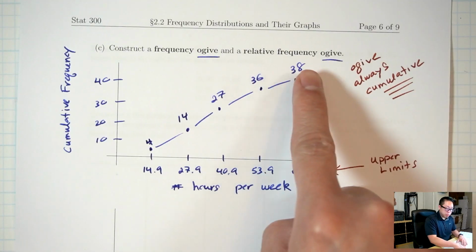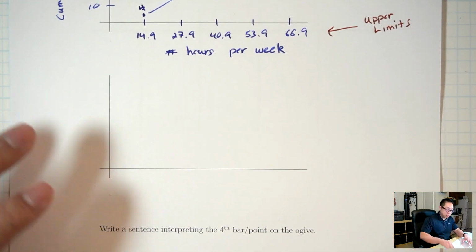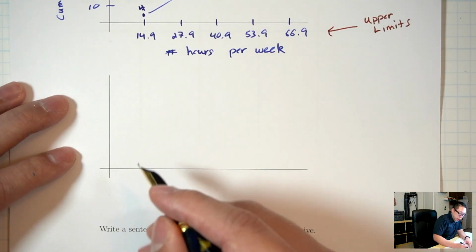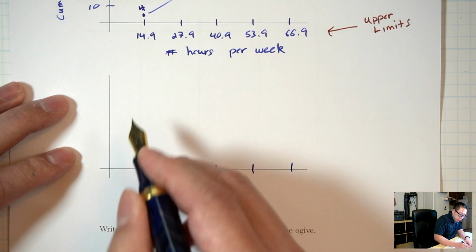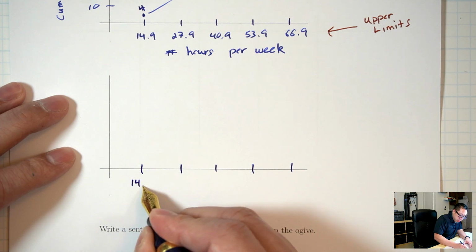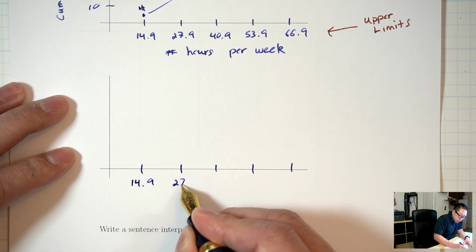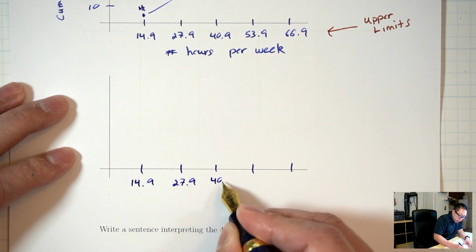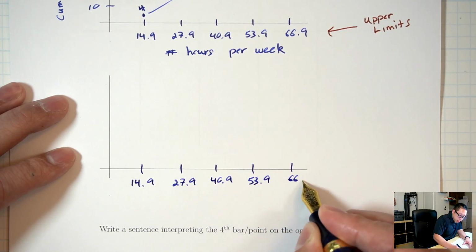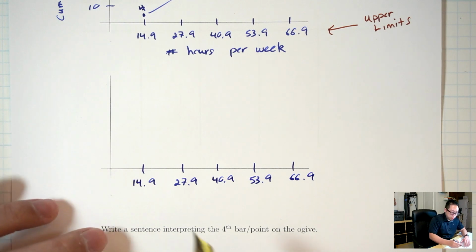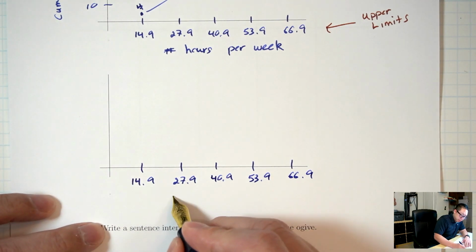A relative frequency ogive, same thing. We're going to put upper limits on the x-axis. These are the same numbers: 14.9, 27.9, 40.9, 53.9, 66.9. And then the data represents number of hours per week.